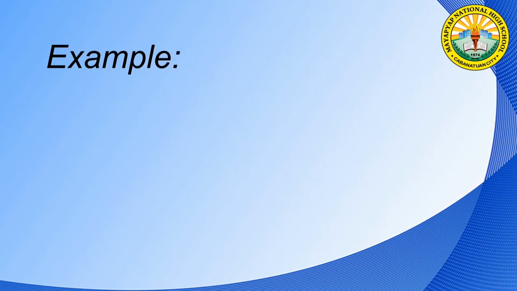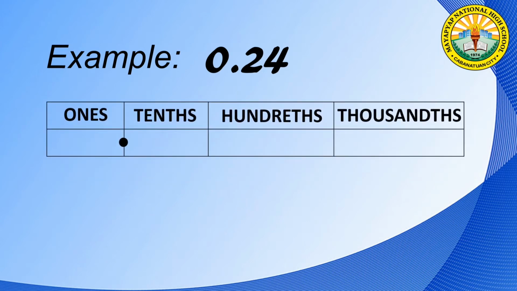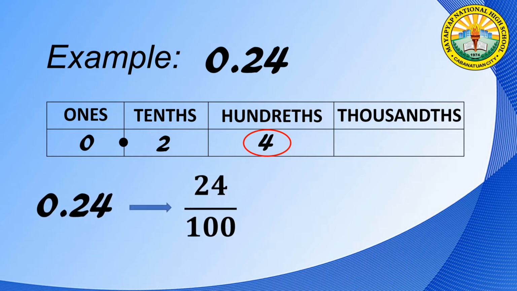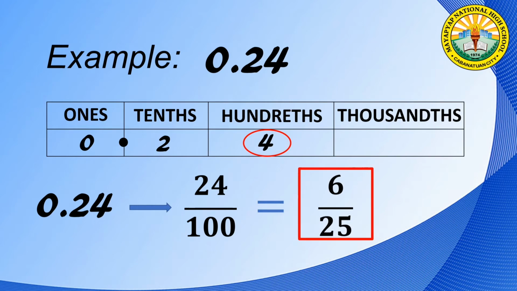Let us look at this example, 0.24. Using the place value chart, 0 is in the ones place, 2 is in the tenths place, and 4 is in the hundredths place. In the decimal given above, the last digit is 4, and 4 is in the hundredths place. Therefore, the denominator is 100. Hence, 0.24 is 24/100 in fraction form, and 24/100 is 6/25 in simplified form.